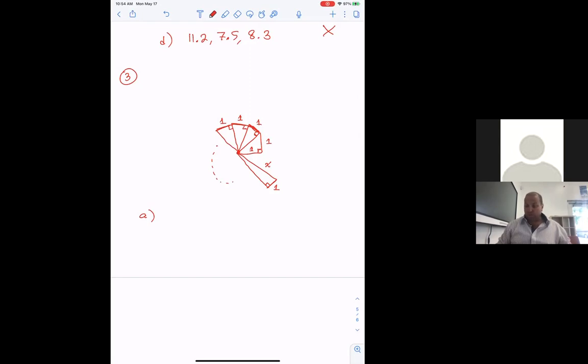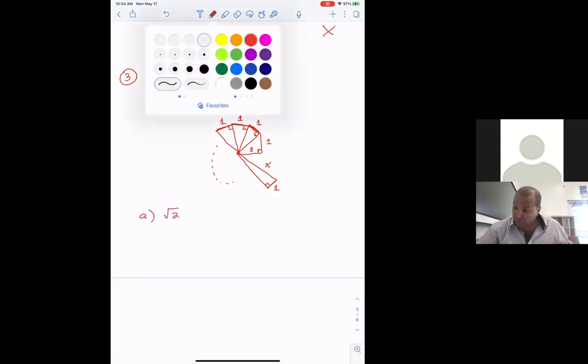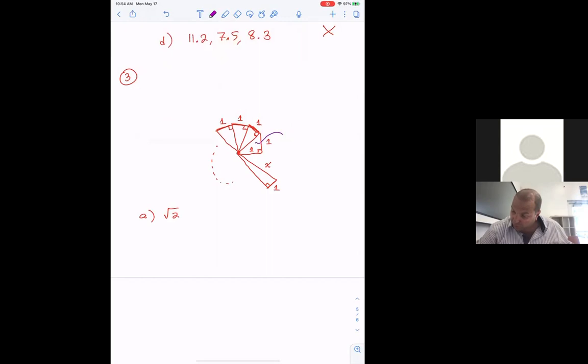1 squared plus 1 squared equals hypotenuse squared. 1 plus 1 is the hypotenuse squared. 2 is the hypotenuse squared. Oh, it must be the square root of 2. So I'm going to label this guy right here. That's the square root of 2. So that was part A.